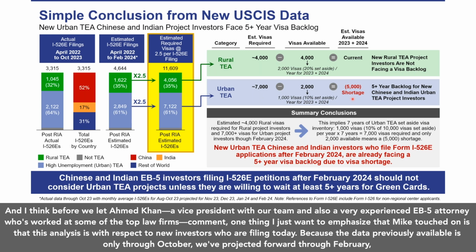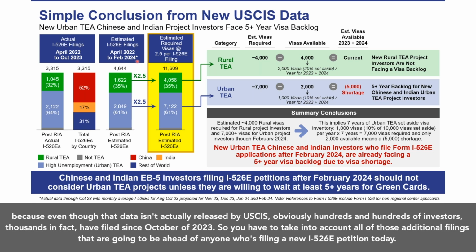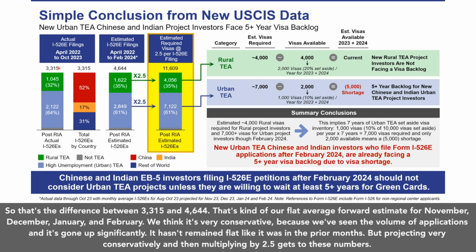this analysis is with respect to new investors who are filing today, right? Because the data previously available is only through October. We've projected forward through February because even though that data isn't actually released by USCIS, obviously hundreds and hundreds of investors, thousands in fact, have filed since October of 2023. So you have to take into account all of those additional filings that are going to be ahead of anyone who's filing a new I-526E petition today, right? So that's the difference between 3315 and 4644. That's our flat, average forward estimate for November, December, January, and February.